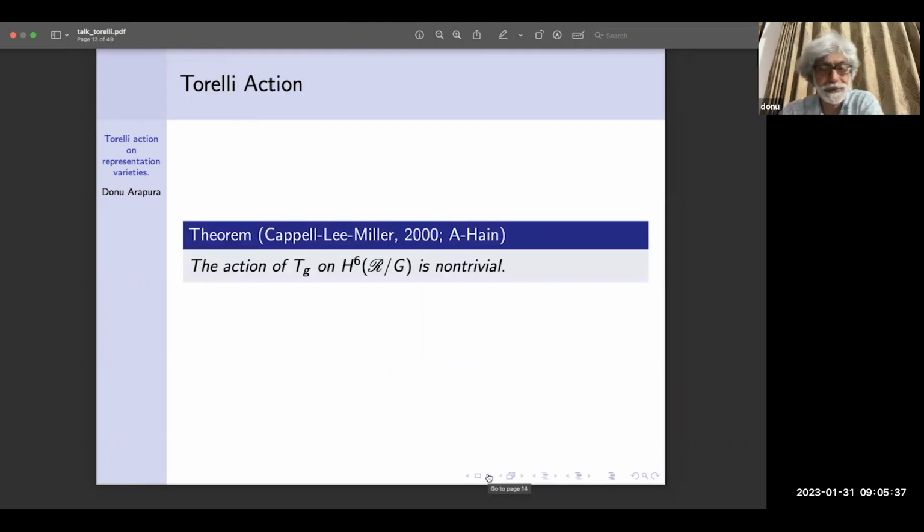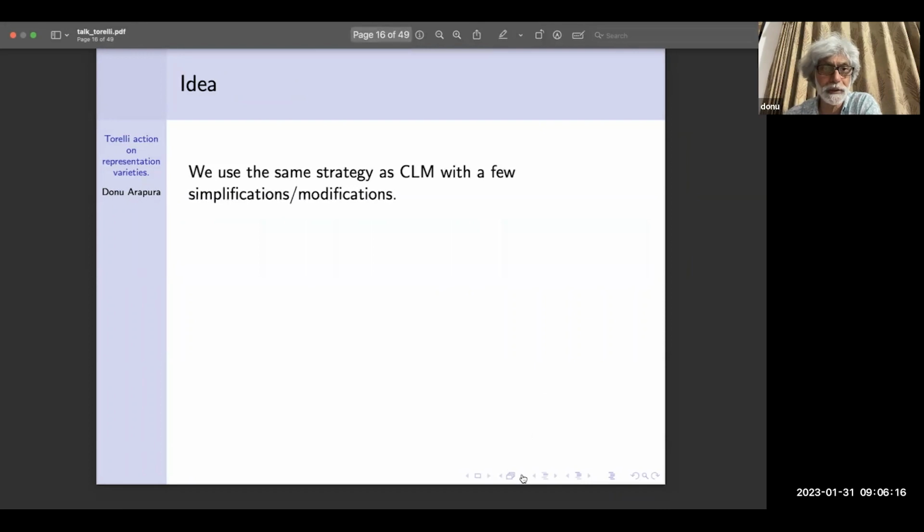And so the starting point for this talk was a result of Cappell, Lee, and Miller from about 23 years ago. I'll explain exactly what they stated, but there's a slight generalization due to us. For any n, which hopefully I said n is at least 2 here, the action of the Torelli group on the degree 6 cohomology of this character variety is non-trivial. Okay, so that's the result.